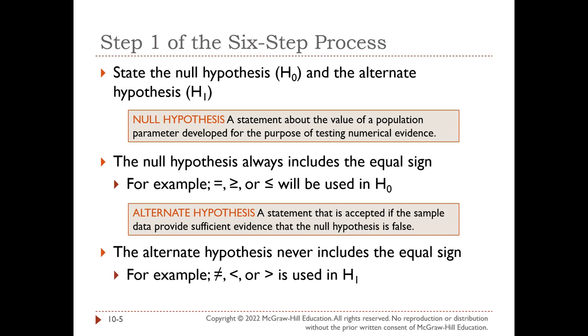Our null hypothesis always includes the equal sign. So, for example, we have equal, greater than or equal, or less than or equal, which will be used for H subscript 0, our null hypothesis. The alternate hypothesis never includes the equal sign. Okay, that's how we can really tell the difference between the two. A null will always have it. Alternate will not.